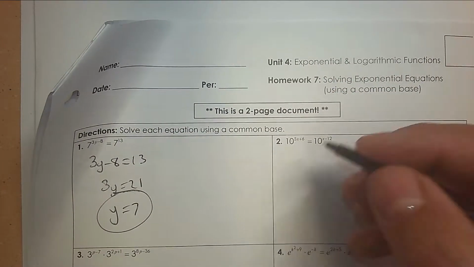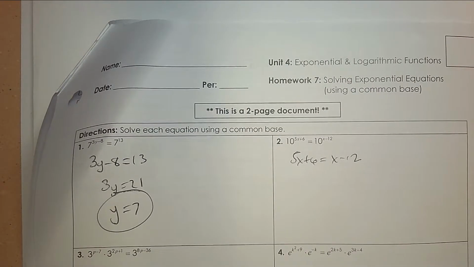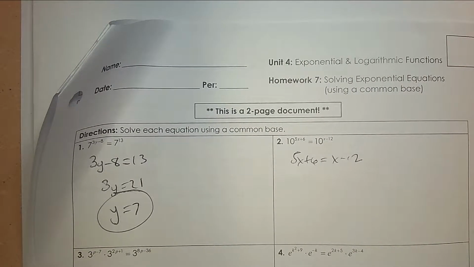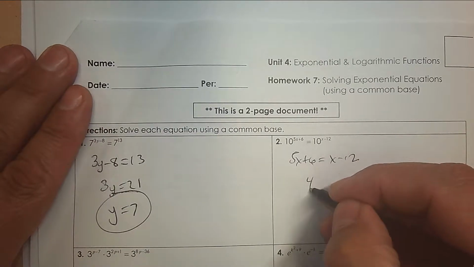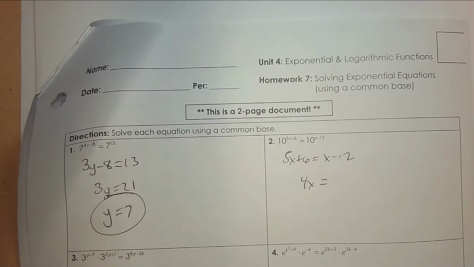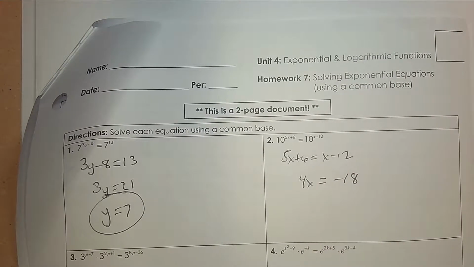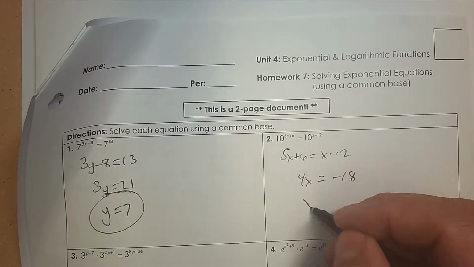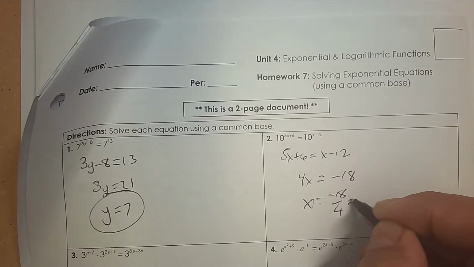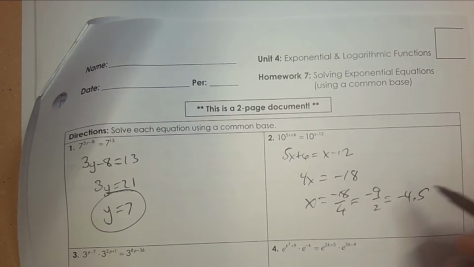Number 2, the bases are the same, so just write down the exponents. Combine like terms. So I'm going to subtract x. So 5 subtract 1 is 4. I'm going to subtract 6. So that negative 12 subtract 6 is negative 18. And then divide. So it's negative 18 over 4, or negative 9 over 2, or negative 4.5. All that's good.